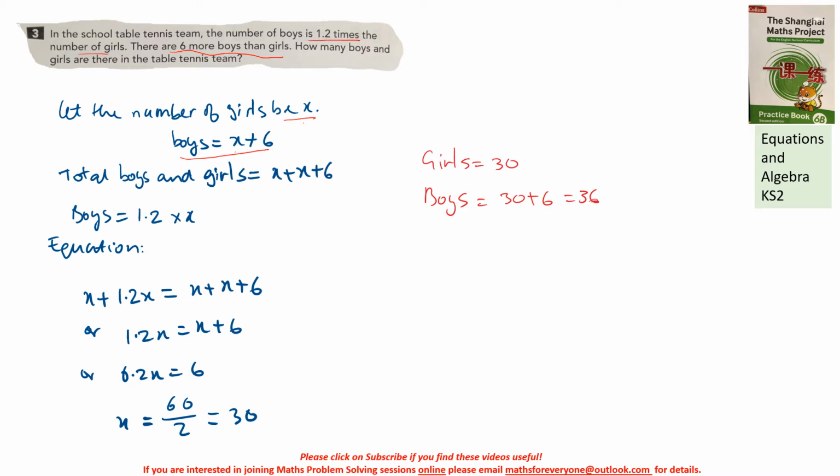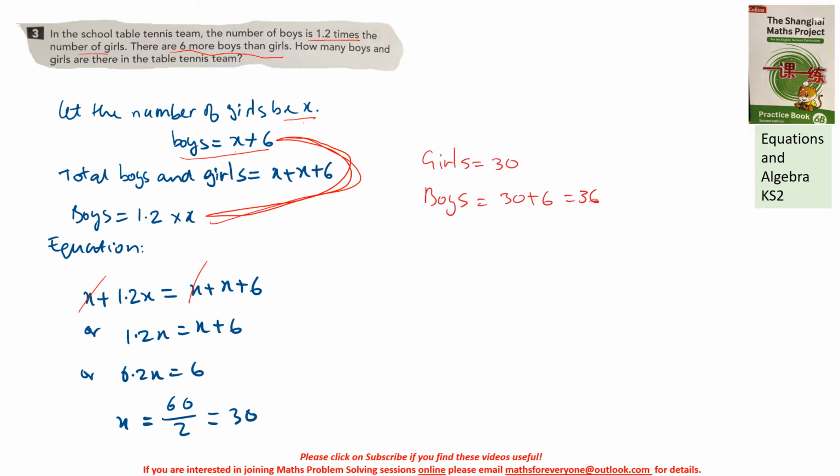So if you do that, boys is 1.2x, and it equals x plus 6. The x gets nullified, and we're left with x equals 30. Yeah, 1.2x minus x is 0.2x. So the number of girls is 30 and the number of boys is 36.